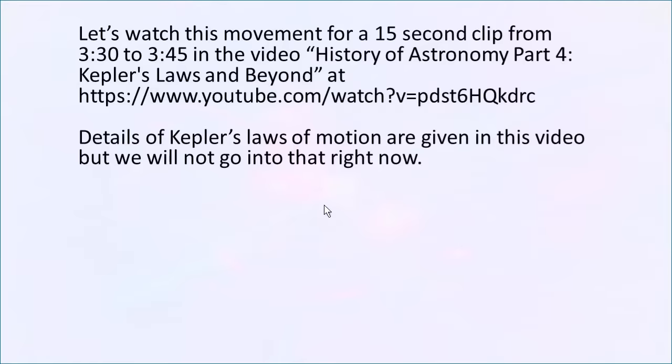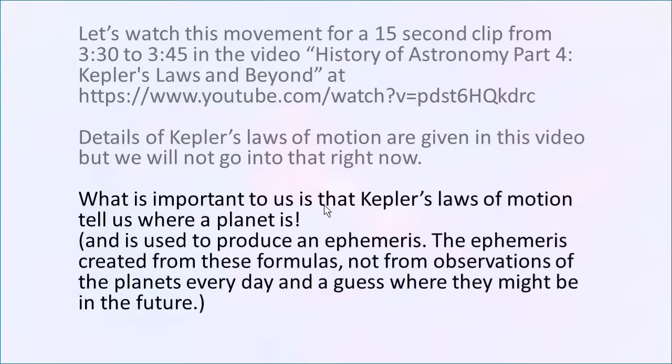And that video, by the way, gives more details about Kepler's laws of motion. You can watch that video if you want. We will be covering those ideas as well in this series of videos. Okay, so what is important to us is that Kepler's laws of motion tell us where a planet is, period, full stop. That's my point. Kepler's laws of motion are used to produce an ephemeris. The ephemeris is created from these formulas.